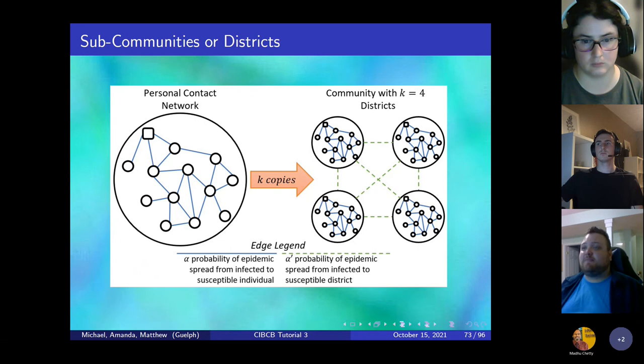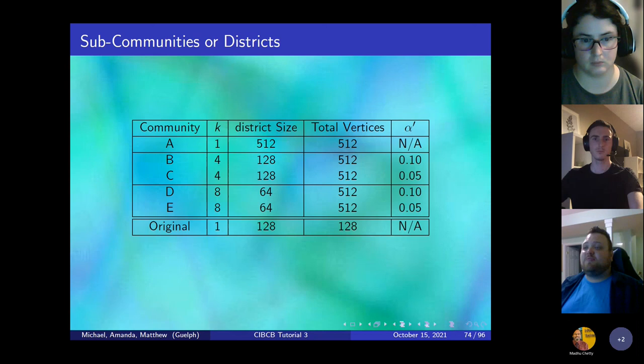So how do we compose these? Well, you take a personal contact network on the left, copy it, and then let's say you're doing it with four districts, you place them around and then do a complete graph of all those connected to each other. Blue lines represent alpha probabilities of the infection spreading between individuals, and dotted green lines, alpha prime probability of it jumping between networks.